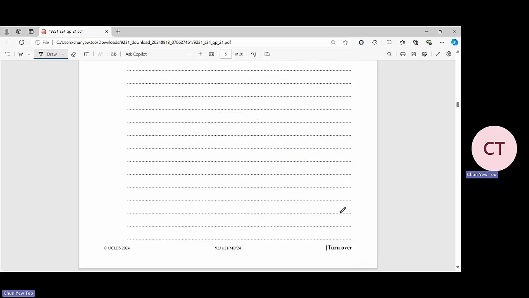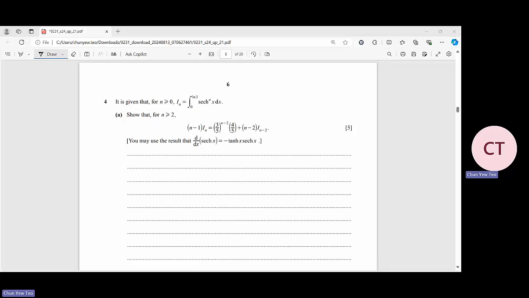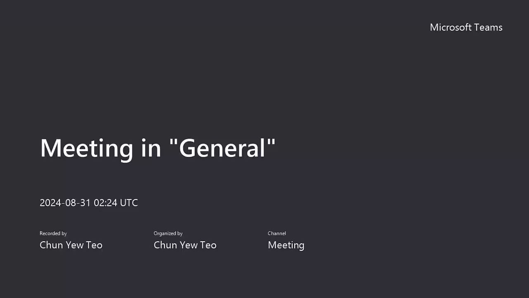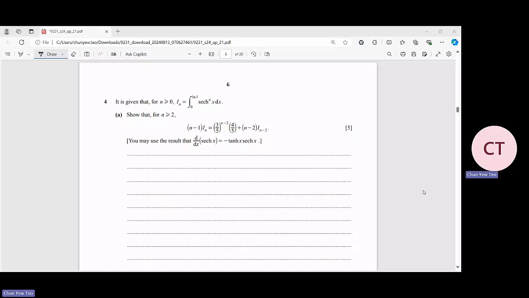Okay. So now we move on to question number 4. It is given that n is greater or equal to 0. Your I_n is given as the integral of sec to the power n x from 0 to ln 3. Now for n greater or equal to 2, they want you to show this relationship. So very obviously, this question belongs to reduction formulae. So what you need to do is figure out a way to do the reduction formula.